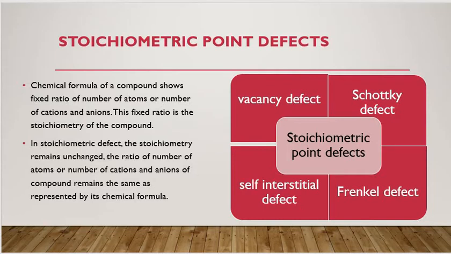There are four types of stoichiometric point defects. Number 1, vacancy defect. Number 2, self-interstitial defect. Number 3, Schottky defect. And number 4, Frenkel defect. Now let's talk about vacancy defect.